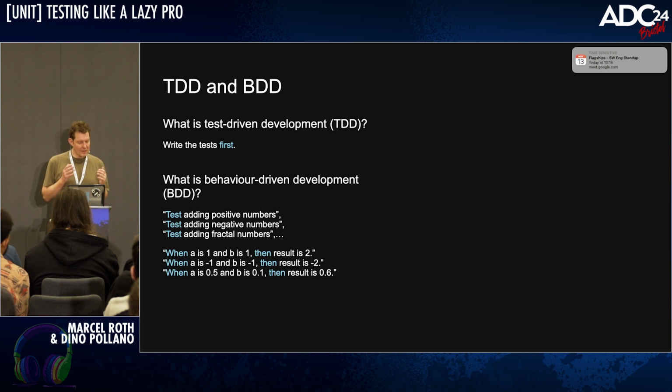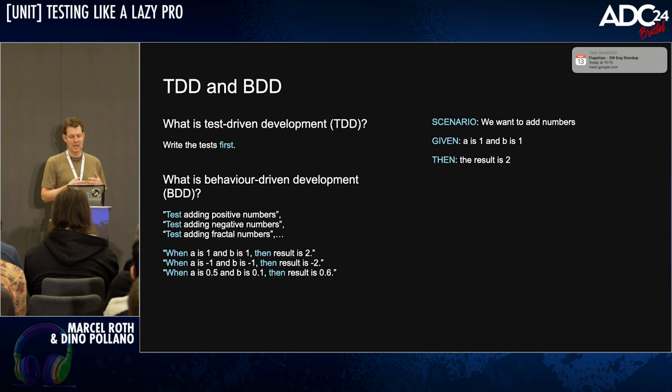So you try to be more descriptive, such as you write: when A is 1 and B is 1, then the result is 2. By doing so, you have a clear idea of what that test is showing you and what kind of behavior you expect from your function. Another way to put this into words is that you have a scenario and you have a given and a then, but it all has the same concept behind it, as I just explained.